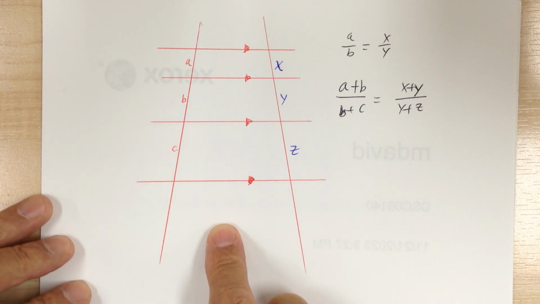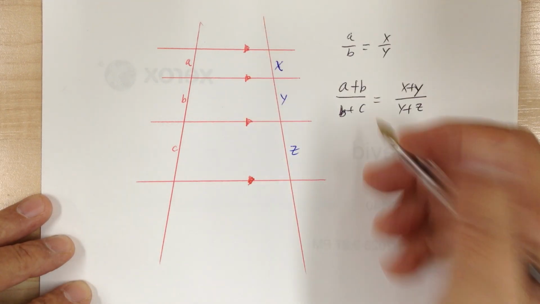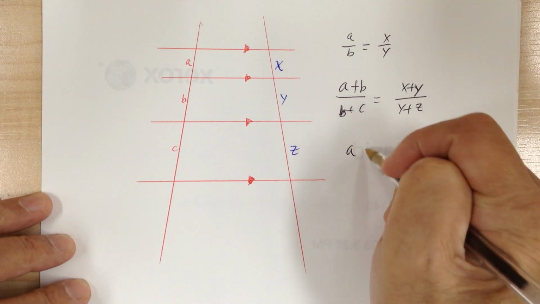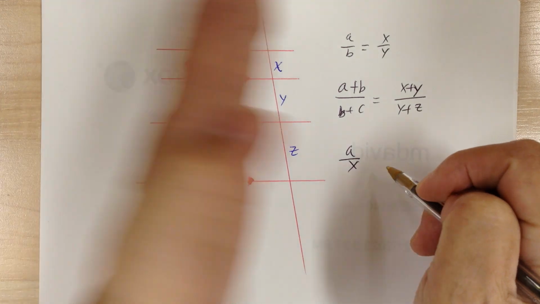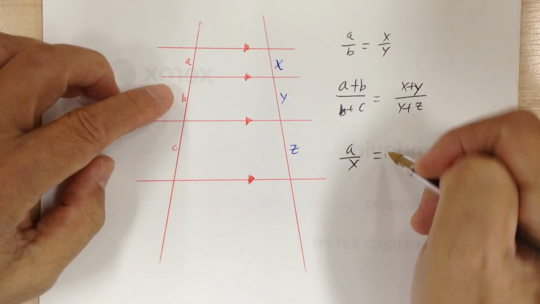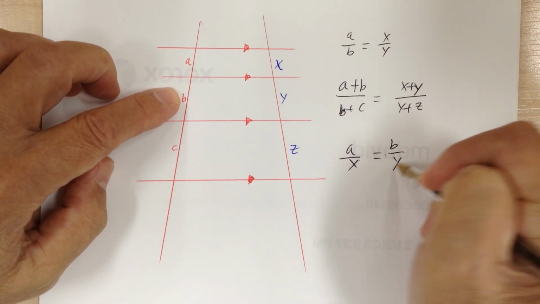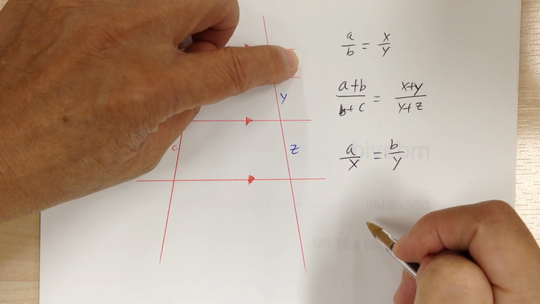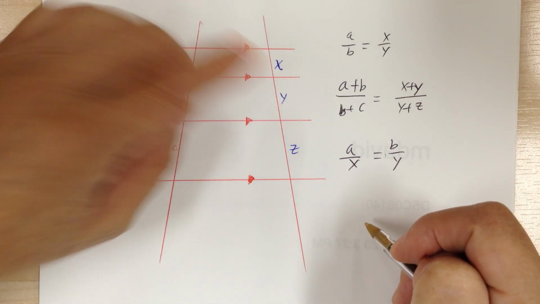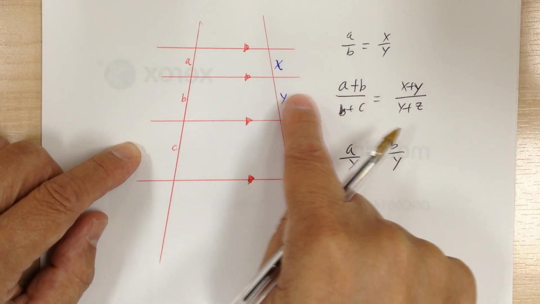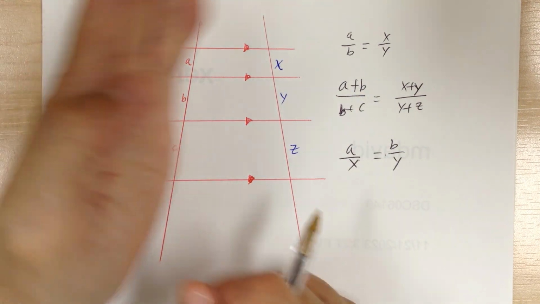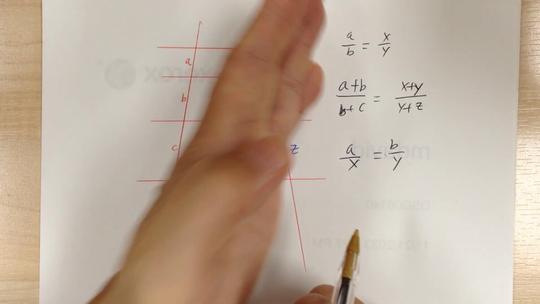You can also switch it the other way. For example, you can have A over X. Now you're going to match this over that, so this will equal B over Y, because it's this over that, so equal to this over that. You cannot say this over this equals this over that. If you have this side over this side, then you have to have this side over this side.